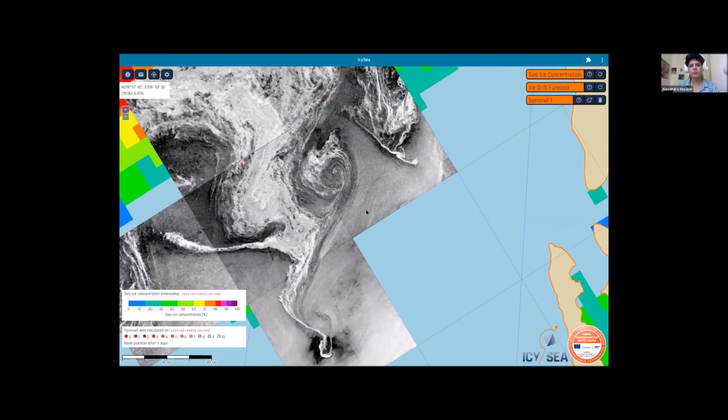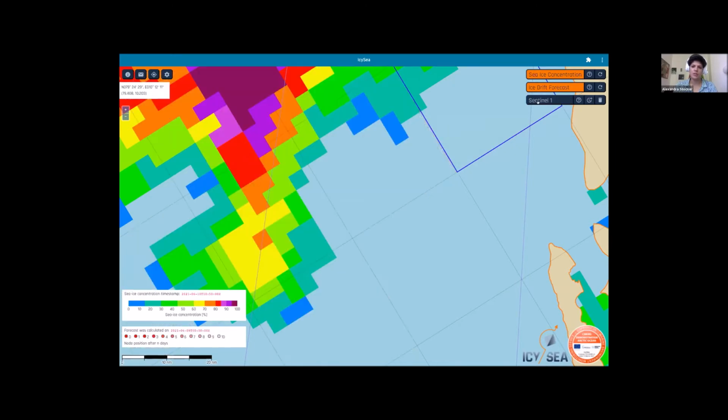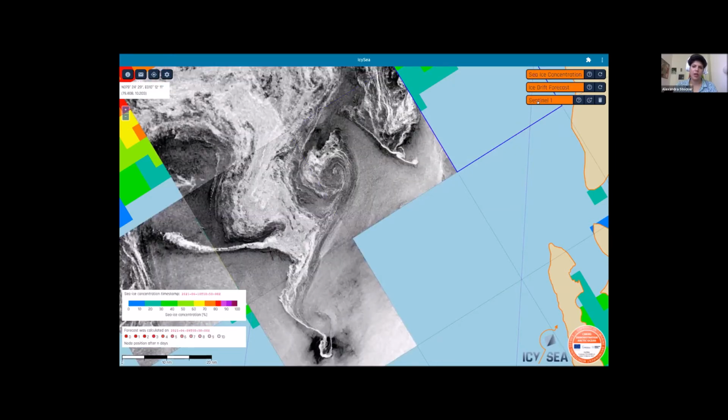There are some tricky parts, I guess, of analyzing Sentinel-1 images. These ones are quite clear, but sometimes the backscatter, from white to black, can be quite confusing. So we always recommend that users compare both the Sentinel-1 images and the sea ice concentration behind, to be clear whether this patch of gray or white is sea ice or open water.